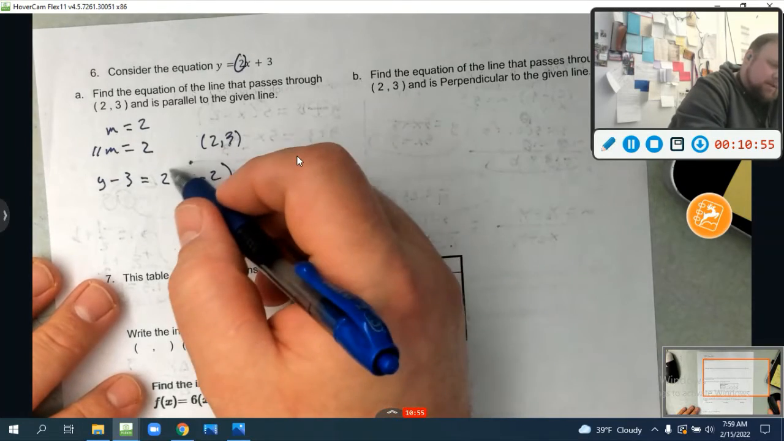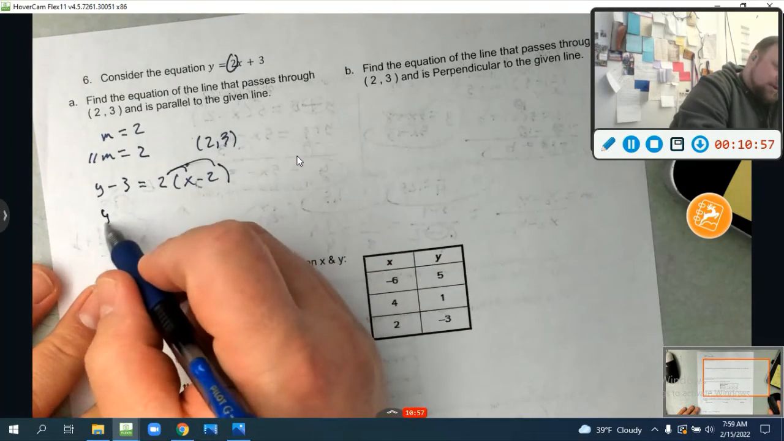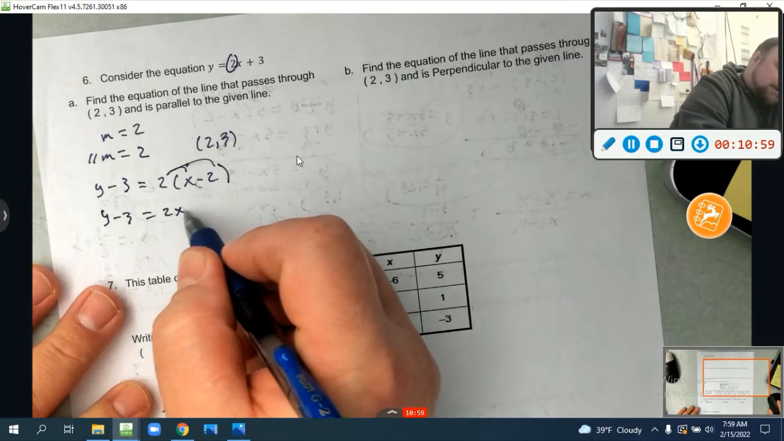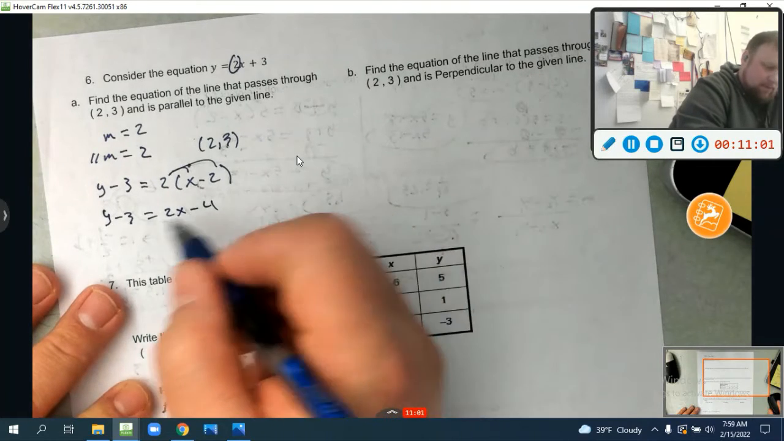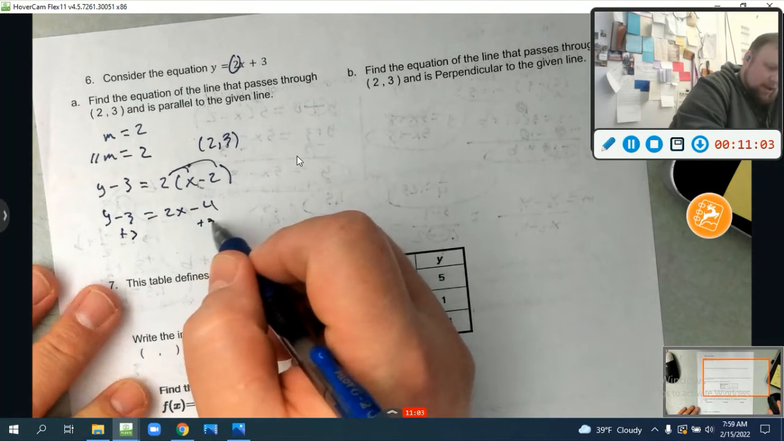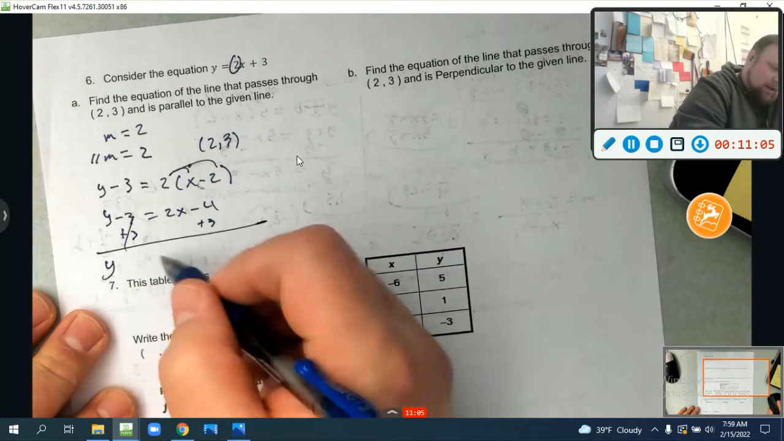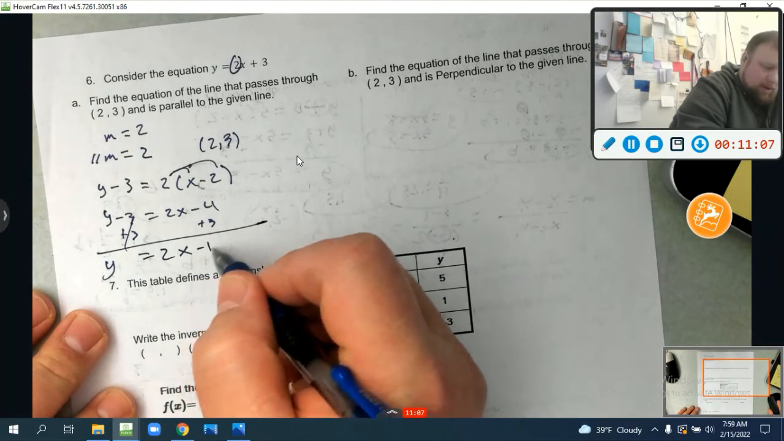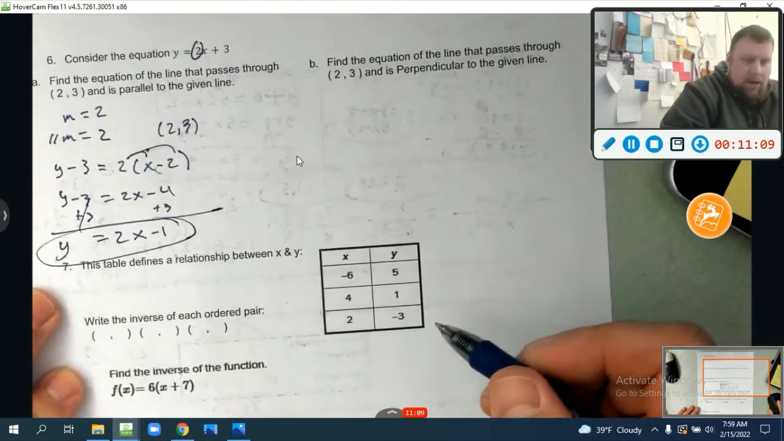It isn't hard. Distribute. We get y minus 3 equals 2x minus 4. Add 3 to both sides. Look at that. Not hard at all. y equals 2x minus 1. Boom.